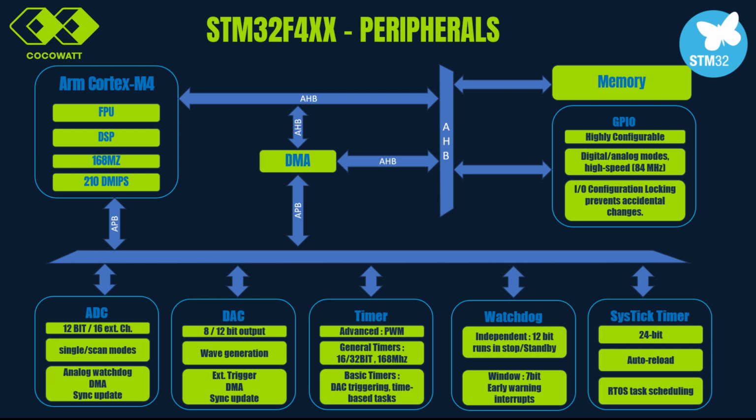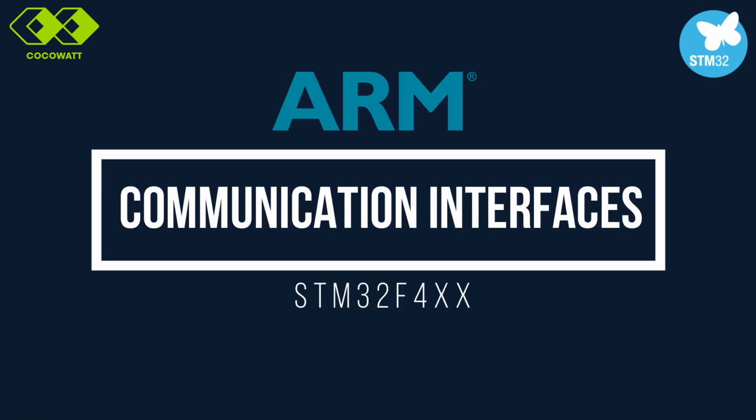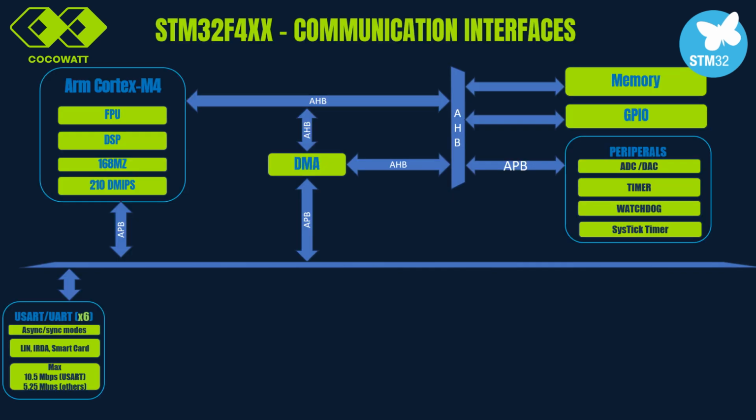Now that we've covered some peripherals, let's move on to the communication interfaces, which allow the STM32 to interact with other microcontrollers and devices. This STM32 has 6 USART and UART interfaces supporting asynchronous and synchronous communication. It also supports LIN, IrDA, and smart card mode, with max baud rates of 10.5 megabits per second for USART and 5.25 megabits per second for others.